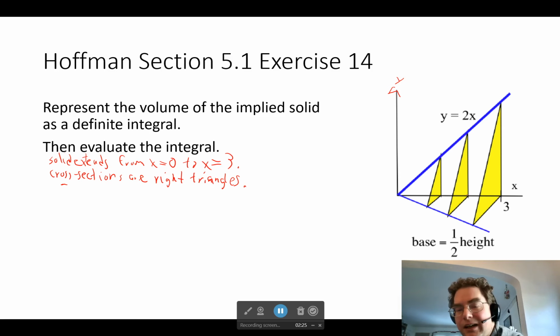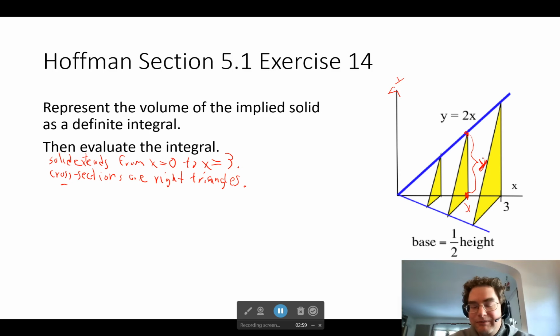If you think about slicing at a particular x value, the important thing is going to be to find the height of the triangle. We need this right here as our height, and you can see that it's going to be the y coordinate of that point. Now, the line that we have there is y equals 2x. So it's going to be easy. If we're at x, our height is going to be 2x. And conveniently, the base of our triangle is 1/2 of the height.